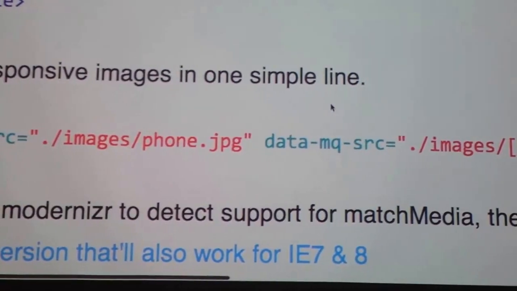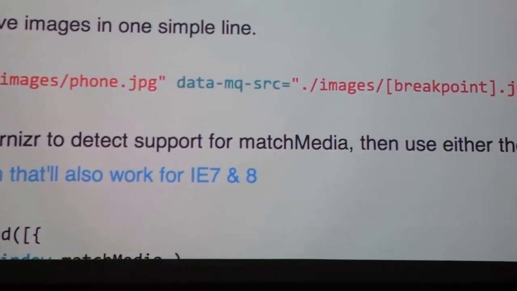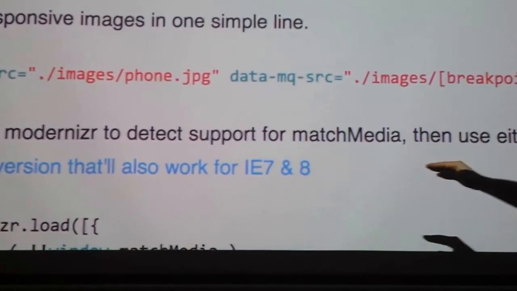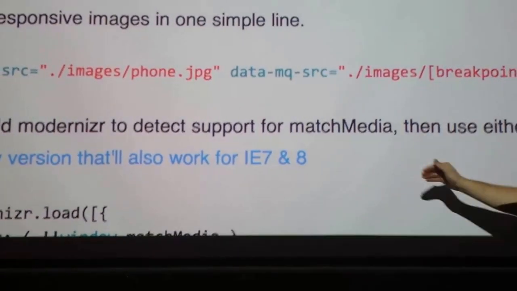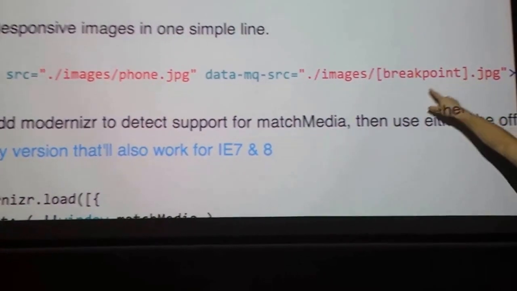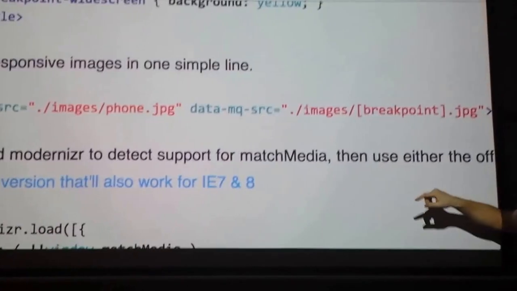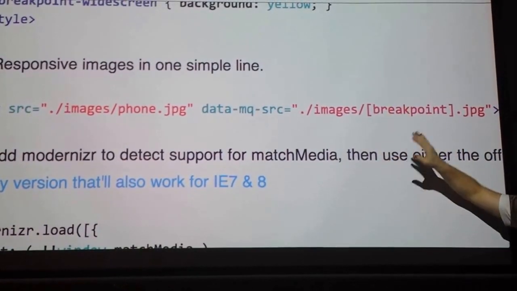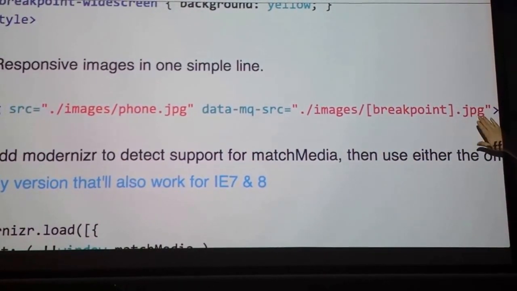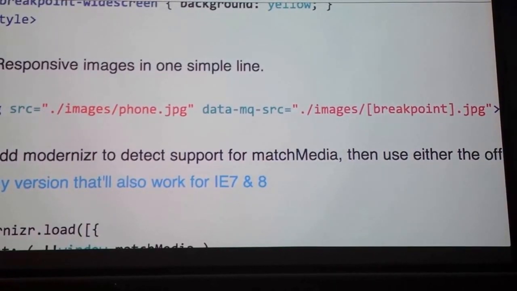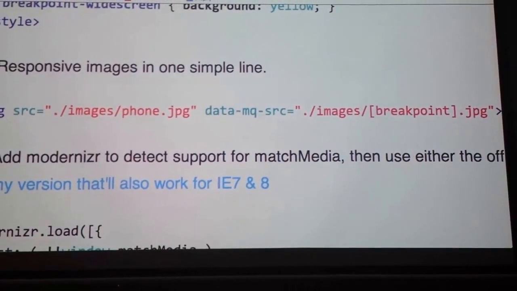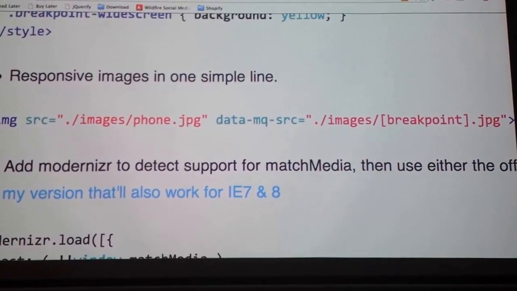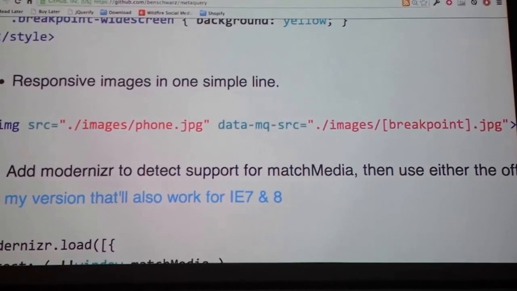That is the MetaQuery edition of the picture fill tag. You put in an image, use a data-mq-source attribute, and then use this little template, which basically will be replaced with the name of the breakpoint that matches. So it'll be images/phone.jpg. That runs, I'm going to say, at least 10 million times faster than picturefill. Does not crash Android 2.3 in my specific situation.